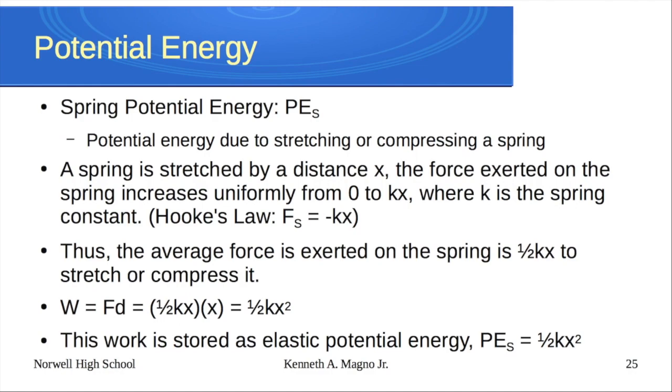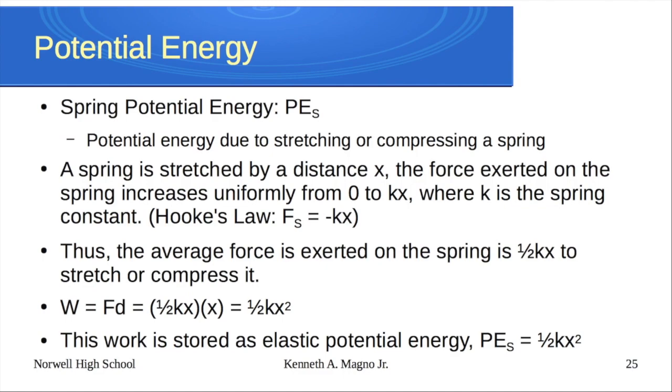So now spring potential energy, PES, is a little bit different. This is the potential energy due to stretching or compressing a spring. And we have to remember Hooke's law to understand this. Hooke's law told us that the force of a spring was equal to negative kx. So that means the work I have to do to stretch or compress a spring is positive kx, because I'm the one that's putting the energy into that spring. I'm the one doing the work on that spring.